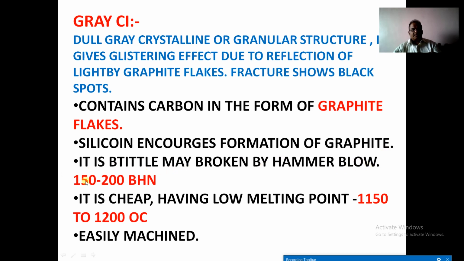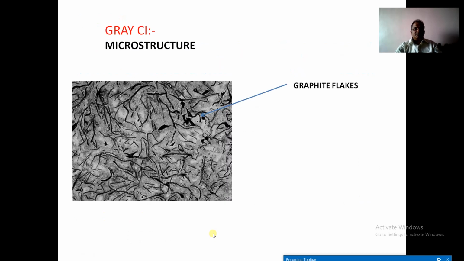If you consider its hardness, it is around 150 to 200 Bhn, Brinell hardness number. It is cheap, having a low melting point of the order of 1150 to 1200 degrees Celsius. In general, you know that pure iron has a melting temperature of 1539 degrees Celsius. In comparison, these values are much lower, because as the percentage of carbon increases, you will find varying melting temperatures on the iron carbon diagram. This can be easily machined because the hardness is very low.